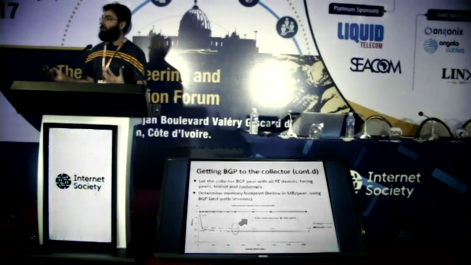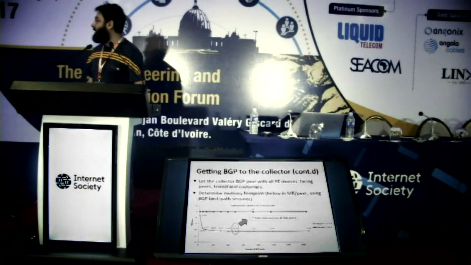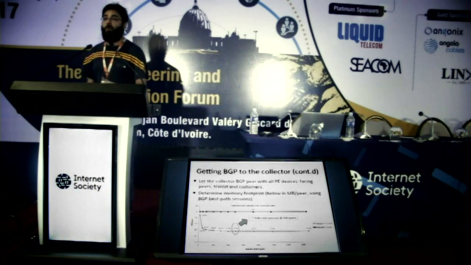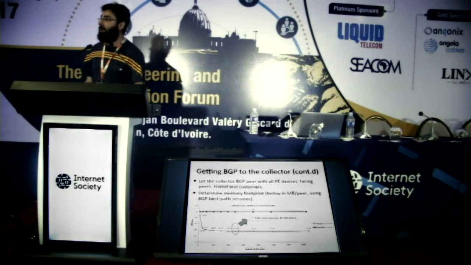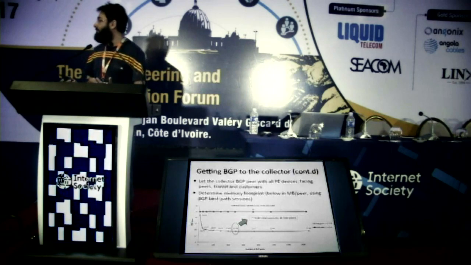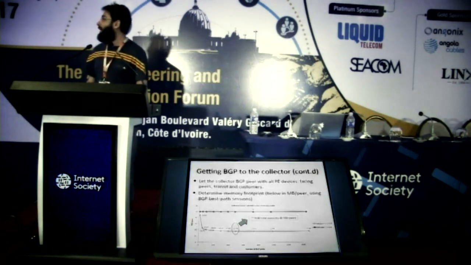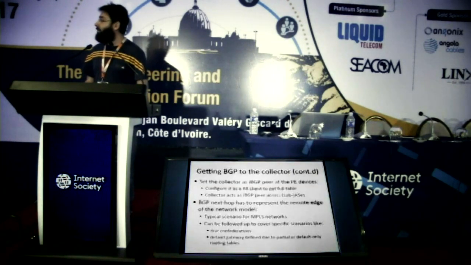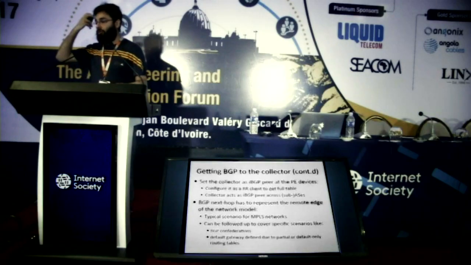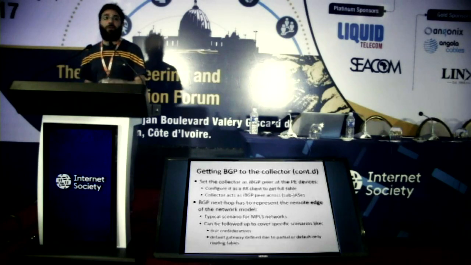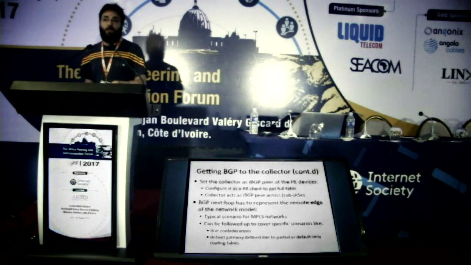So imagine that you have 100. As I was saying, the routers are facing transits, peers, and customers. You should configure pmacct as a route reflector client.